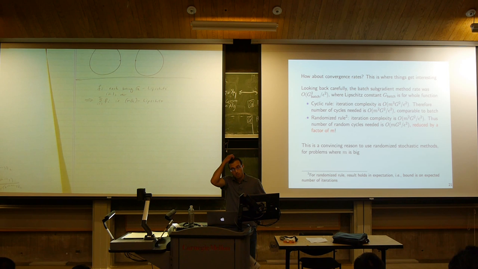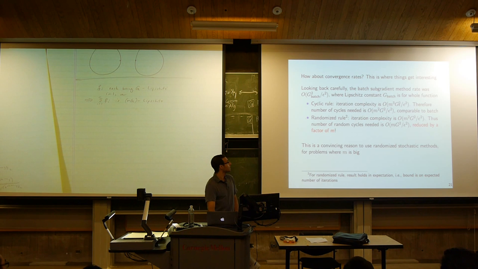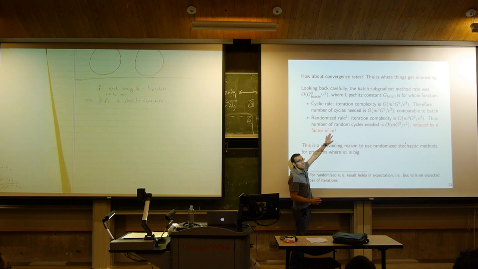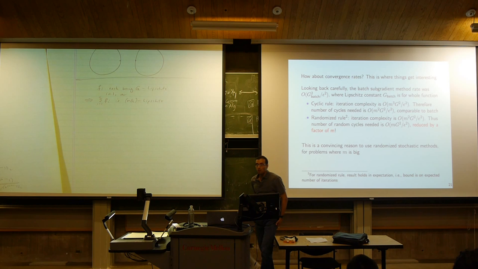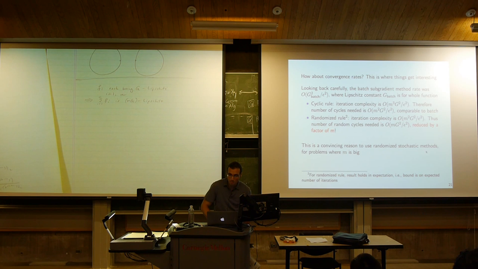Because it's random, the iteration complexity turns out as m squared times g squared over epsilon squared, which is a factor of m faster, this average case rate, than the cyclic rule. Which means that if we want to ask how many cycles are needed in the randomized subgradient method in order to achieve an epsilon suboptimality bound, then the answer is m times g squared over epsilon squared. So it's a full factor of m faster than the batch method and the cyclic method. Okay, so if m is very large, then the randomized rule on paper appears to have an enormous savings over the batch method or the cyclic method.